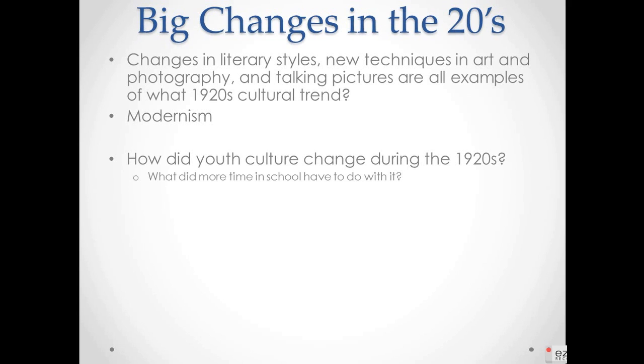Youth culture changed during the 20s. Because they had more time in school? How did that happen? Well, in the 20s, people started to stay in school longer. Prior to the 20s, you might get a 3rd or 4th grade education and then go to work. Later, starting in the 20s and beyond, kids were staying in school longer, getting more of an education.